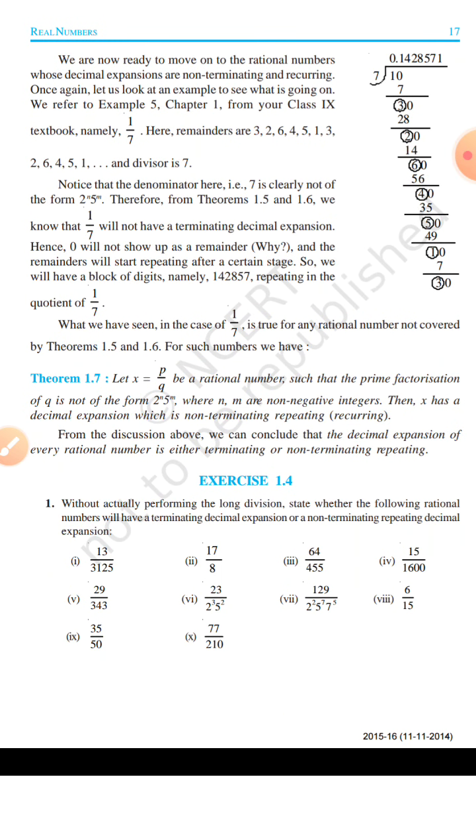Now next theorem, let x is equal to p by q be a rational number such that the prime factorization of q is not of the form 2 power n into 5 power m, where n and m are non-negative integers, then x has a decimal expansion which is non-terminating. If we cannot represent it such that the denominator is in the form of 2 power n into 5 power m, then it is a non-terminating decimal.